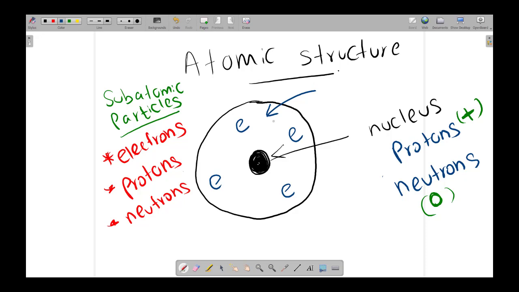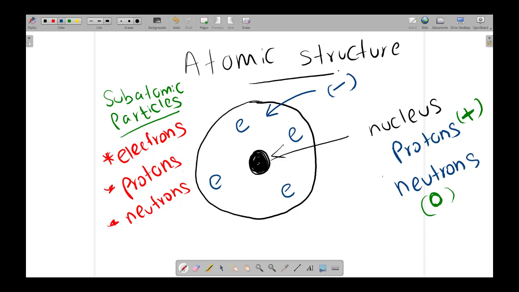So, electrons are in this cloud. These electrons are negative charge, minus charge, right? Protons are positive in charge. Neutrons, no charge, neutral. Electrons have a negative charge, minus charge. So this is the basic knowledge of atomic structure. Now we have to learn further.